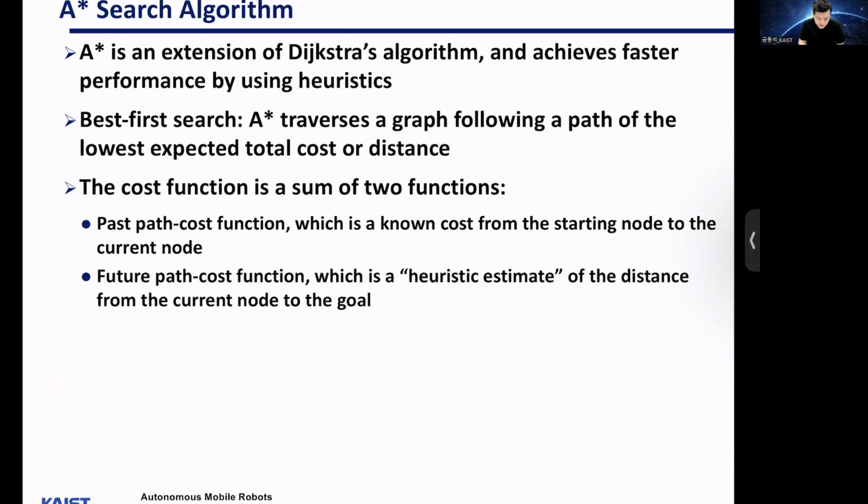A star is an extension of Dijkstra's algorithm and achieves faster performance by using heuristics. Best first search. A star traverses a graph following a path of the lowest expected total cost or distance. The cost function is the sum of two functions: the past path cost function, which is a known cost from the starting node to the current node, and the future path cost function, which is a heuristic estimate of the distance from the current node to the goal.